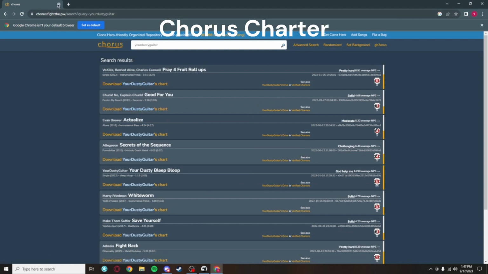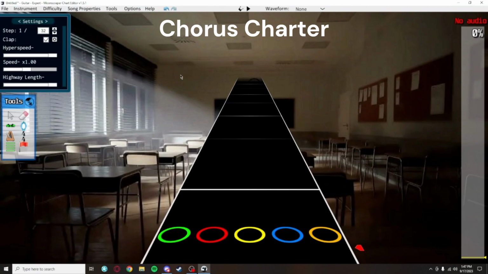And then to be a chorus charter means that you are allowed to post charts on that website. To be a verified charter means you're someone who's proven your skill and gone through the application process. It's basically a certification that you're really good at charting, to put it simply.